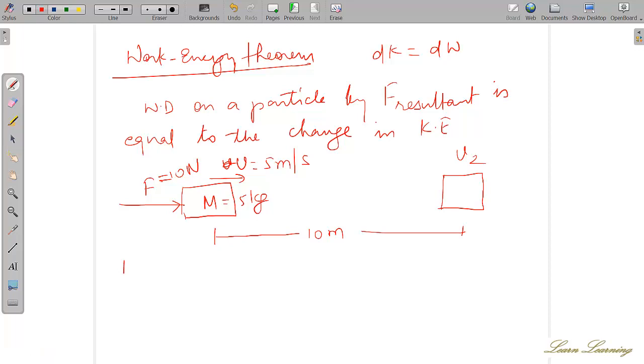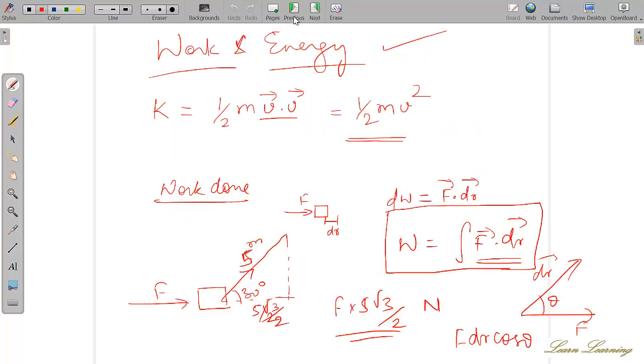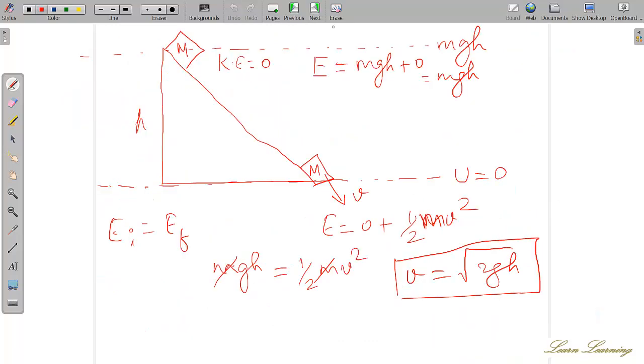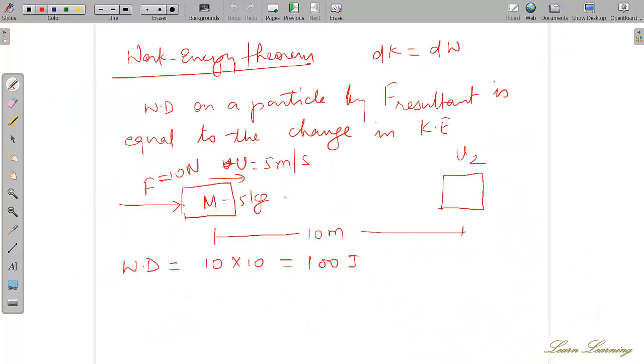So what is the work done? Work done is force times distance. Both are in the same direction, so no need of dot product and all. You can directly multiply, right? So that is equal to 100 joules. I am sorry, here I have written newtons, so it is joules. The unit of work done will be joules. Work done and energy both will be the same. You have seen, change in energy is equal to change in kinetic energy is equal to work done, right? Just see this, work done is equal to 100 joules.